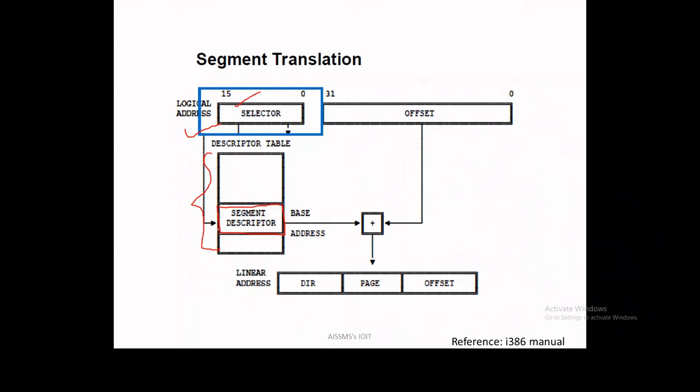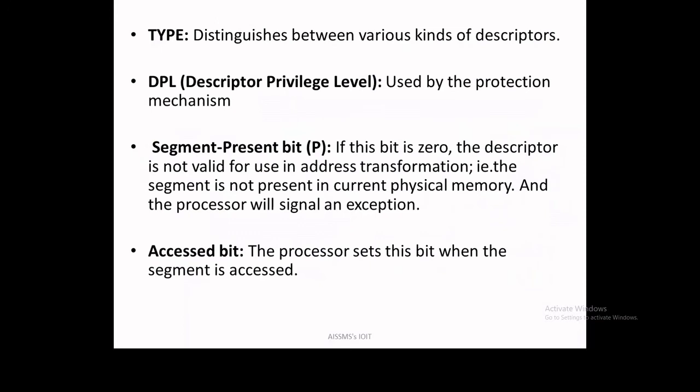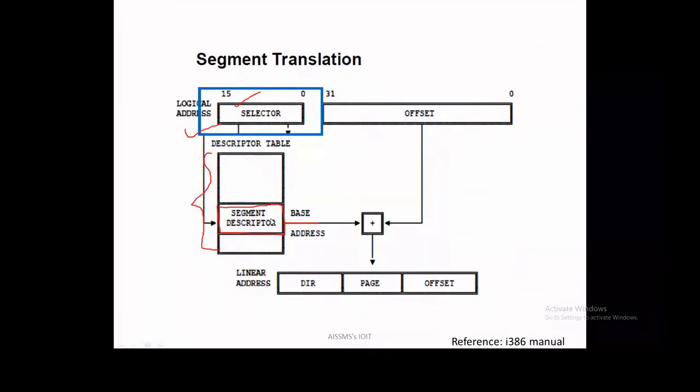Those 2 words are saved here in the descriptor table, and the base address from that segment descriptor, the 32-bit base field that we have seen, is made by connecting all these base fields together. That base field is taken from the segment descriptor and the base address is added to the offset, and it gives the linear address, which is the output of this segment translation.